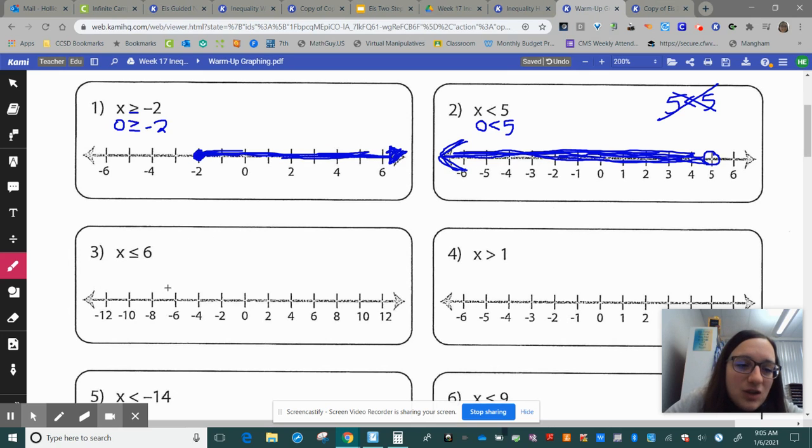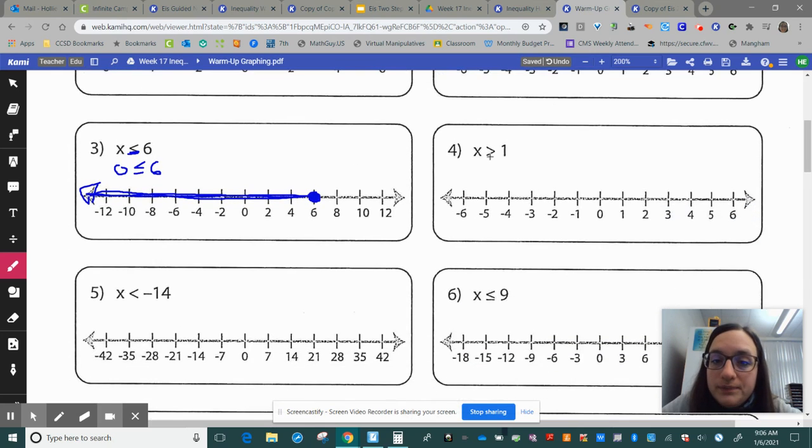All right, next one here. As we go through. All right, so number 3. Is it open or closed? Open or closed? Well, we look, see how it has that or equal to line underneath? That tells us it's a closed dot at 6. And then again, I like to pick 0. Is 0 less than or equal to 6? Well, is it? Yeah. All right, so we color on the side where 0 is. Since 0 is on the left, we're coloring everything to the left. And we draw our arrow.